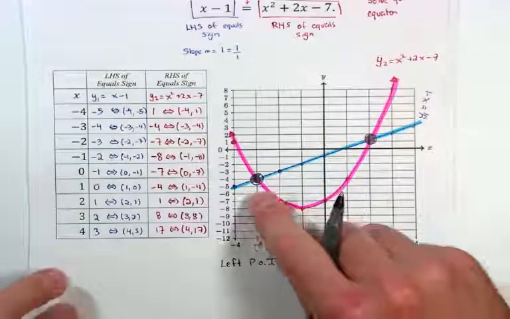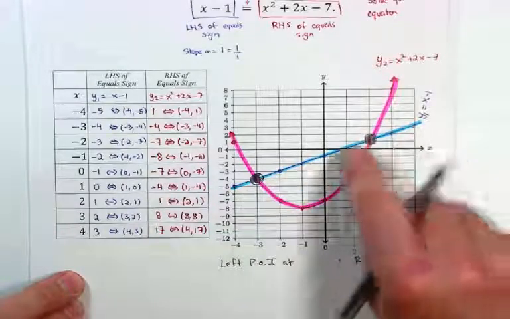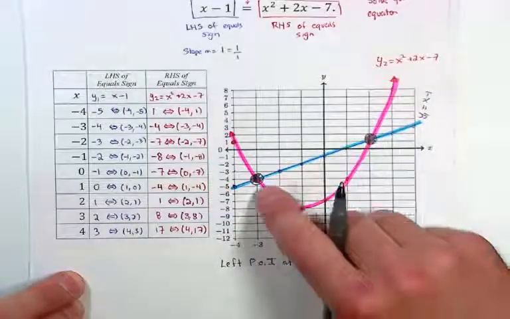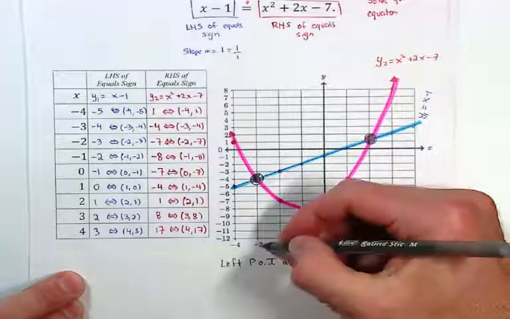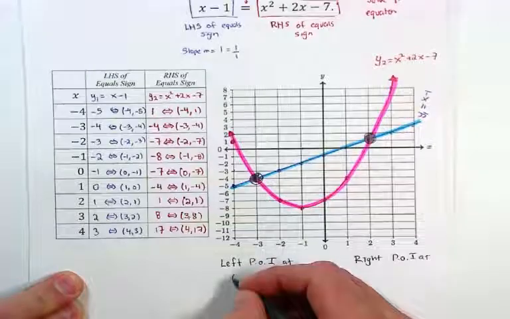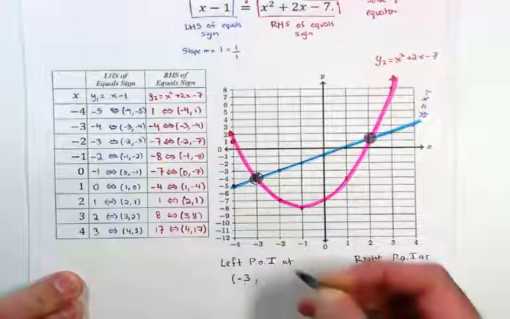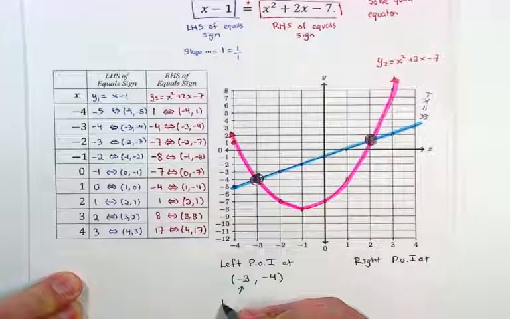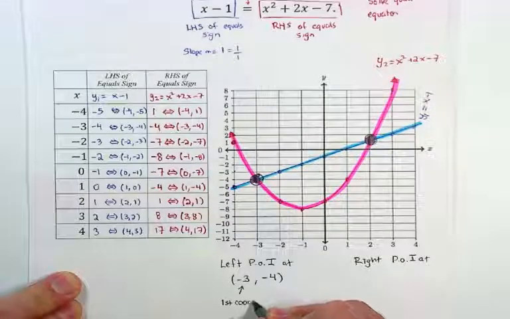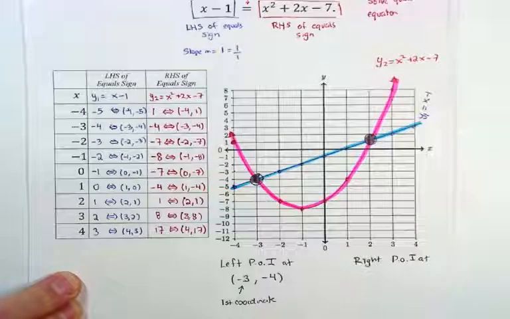Remember that not only were we going to identify where the points of intersection were, but we were going to write each point of intersection as an ordered pair. That was step 4 of the graphical technique. Looks like this point of intersection happens at the x-coordinate -3 and the y-coordinate -4. In this case, we say that this is the first coordinate of our point of intersection.